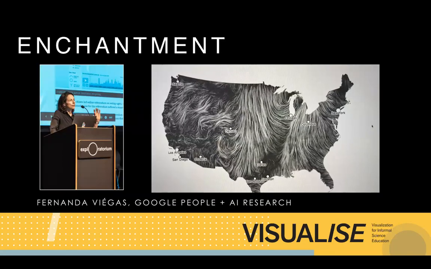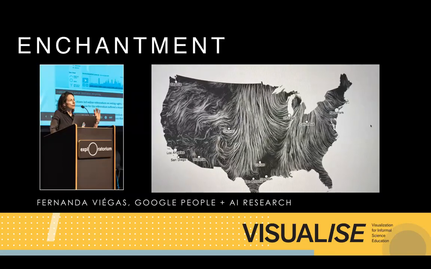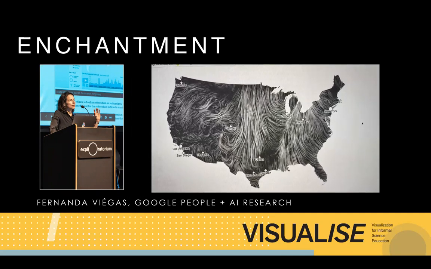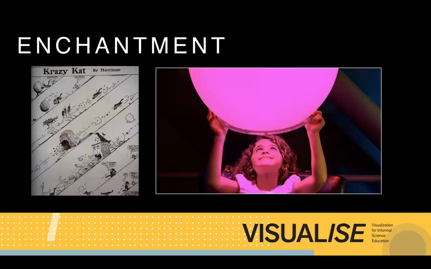Another theme that Eric Rodenbeck of Stamen Design really captured the audience with was the idea of enchantment, which is really hard to define, but can be captured by things such as beauty, which Fernanda Villegas of Google spoke about, humor, which came up both in talks by Barbara Tversky and Scott McLeod, and also immersive, almost magical experiences that can happen in actual physical places.